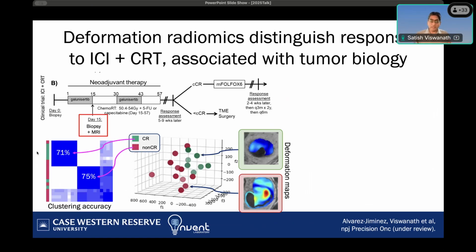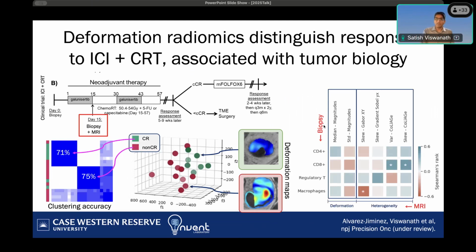So in this clinical trial data set, we're also seeing similar signatures show up. And because this was a clinical trial, they had collected additional data, and we also had access to biopsies. When we correlated these against biopsies, we found specific aspects of the immune microenvironment were driving the signatures that we were deriving using this whole deformation framework that I just presented.